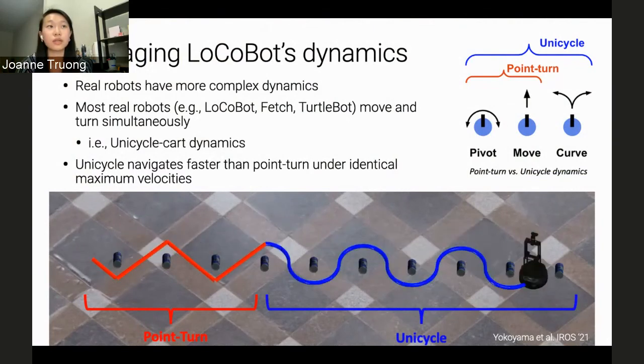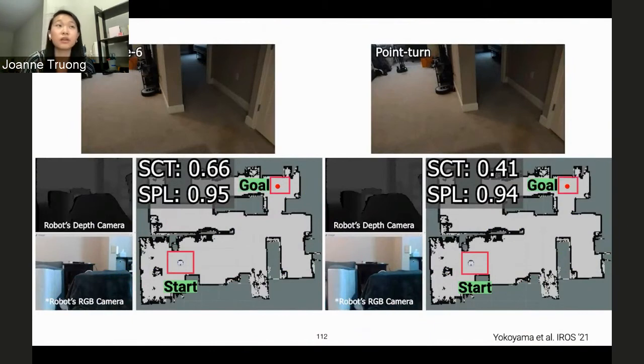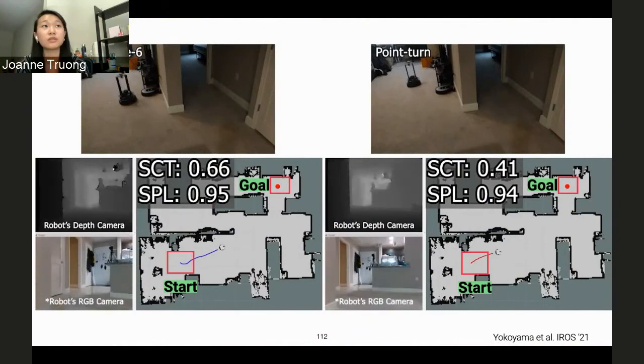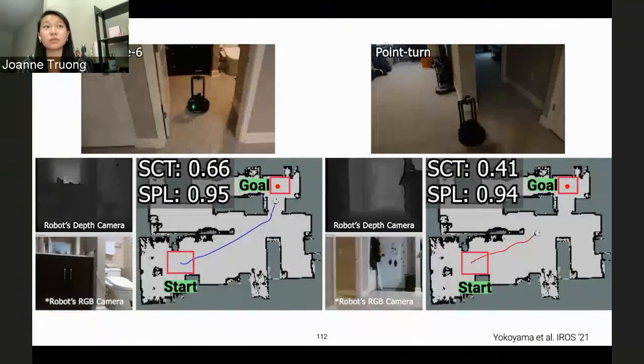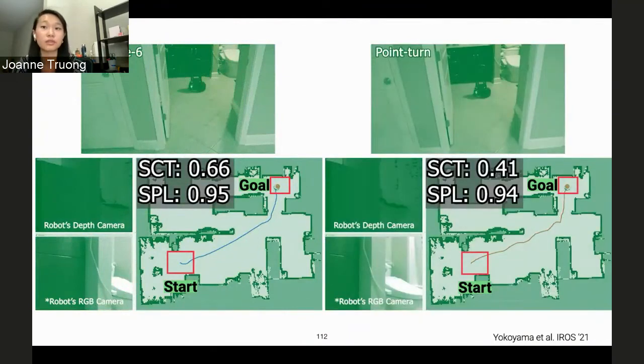The unicycle agent can actually navigate faster than the point turn robot, even though both of them have identical maximum velocity limits. This is an example of running the robot in a real-world apartment. On the left, we have the Unicycle 6 agent, and on the right, we have the point turn robot. The robot is initialized in the apartment here, and it has to navigate to the goal here. If we run these both simultaneously, we'll see that the Unicycle 6 agent is able to reach the goal much faster than the robot with point turn dynamics.